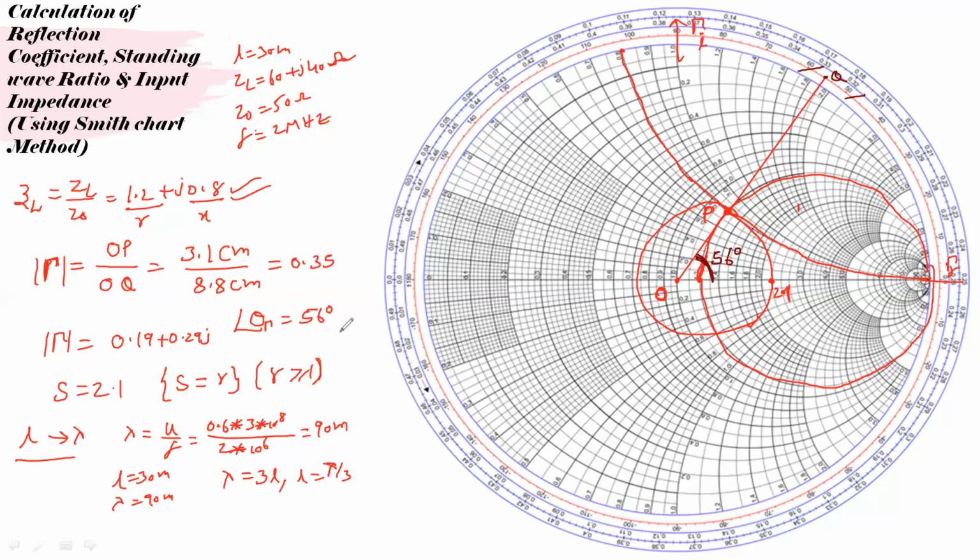So the complete wave, I'll draw the transmission line. The transmission line length is 30 meters. Okay, so your wave is 90 meters, that is lambda equals 90 meters.